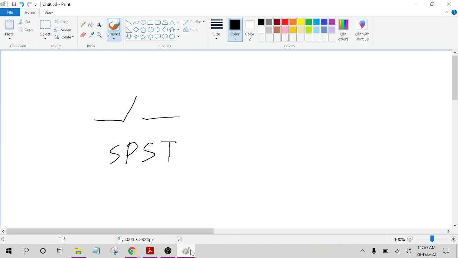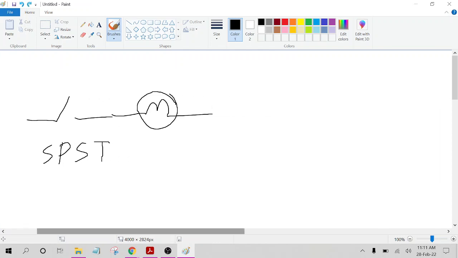Firstly, observe that this switch can be connected with one output line only. This one is the output line. What I am trying to tell is we can control just one electrical equipment, for example one bulb or any electrical equipment using this switch. So this switch can be either connected with this line or disconnected from this line.